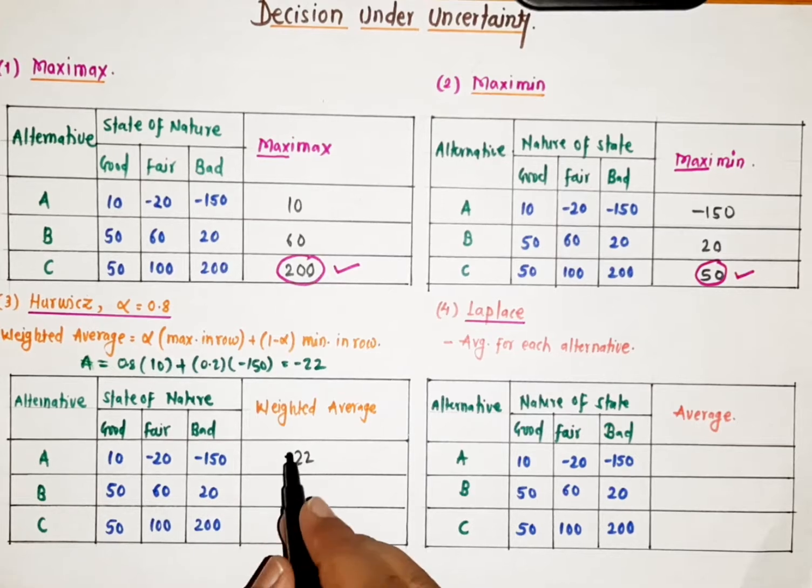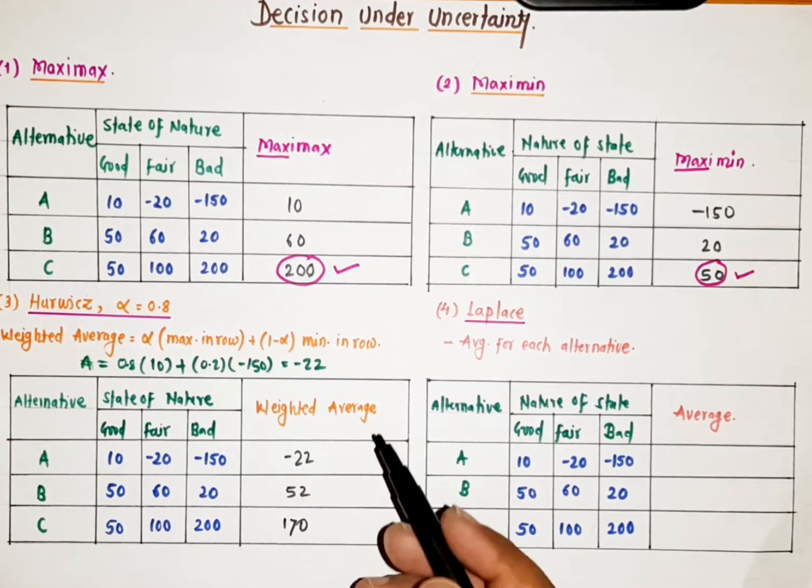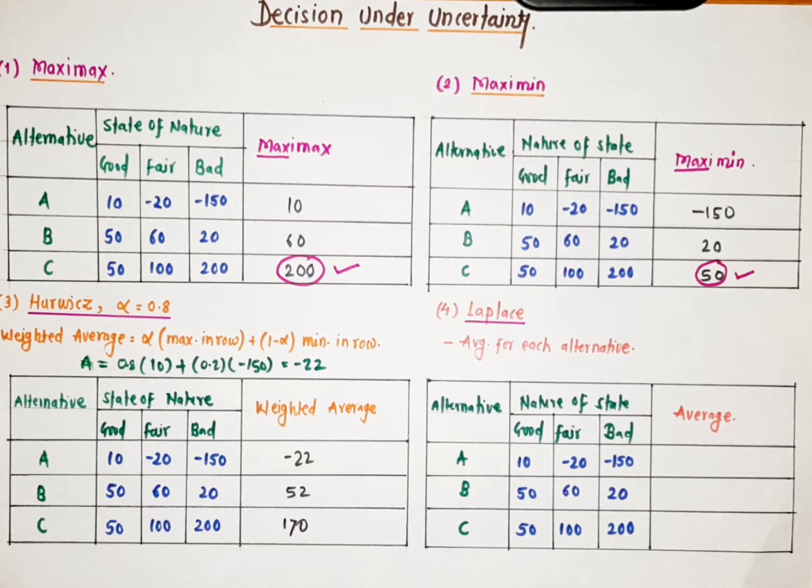Similarly, for the B alternative it will be 52, and for the C alternative it will be 170. So from that, we have to choose the maximum one. Here the maximum value is 170 out of these. That's why this is our answer. Choose option C.